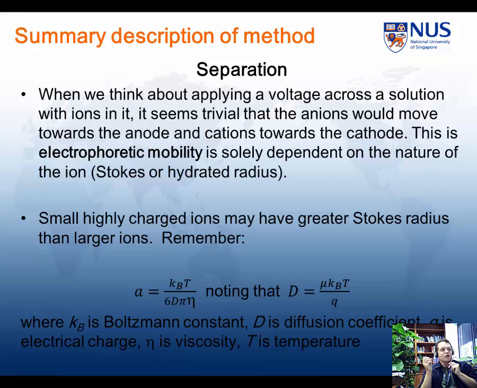It is reasonably trivial, I think, that if we apply a voltage across the cell, then anions and cations move towards their oppositely charged electrodes. Now, this is electrophoretic mobility, actually the one we're interested in, and that's entirely dependent on the nature of the ion, how large it is and how charged it is.